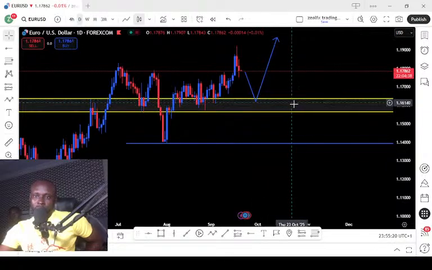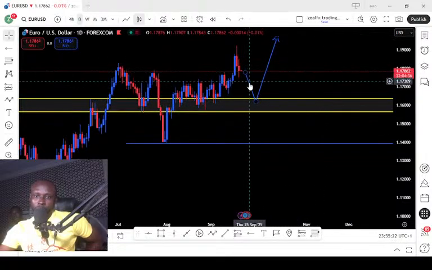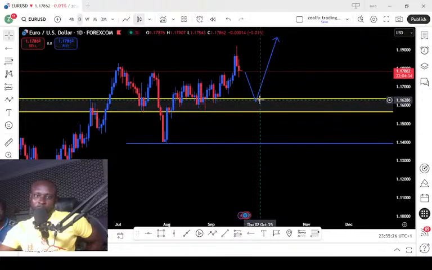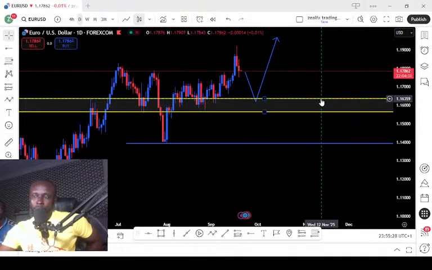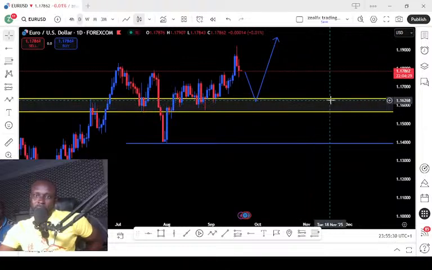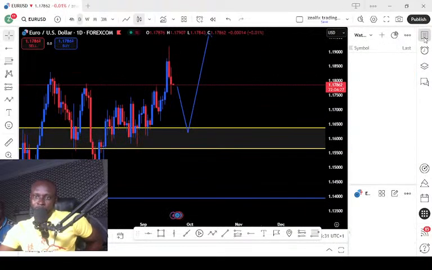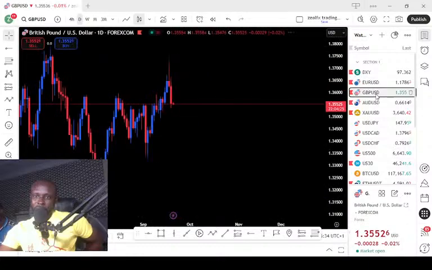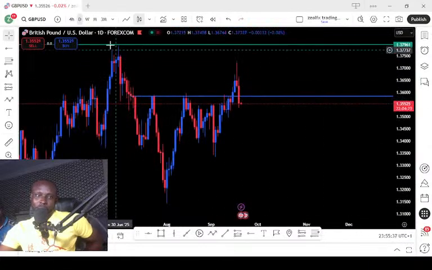So let's wait for price to come to the particular support level before we start looking for every possible buying opportunity for the euro USD. So let's look at another pair, which is the pounds USD. Pounds USD, let's start from the weekly chart.